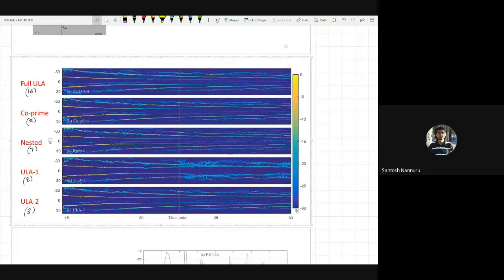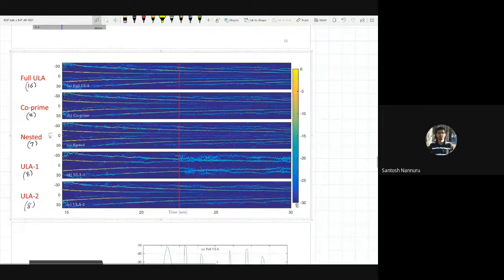Okay, so the full ULA gives you the best result. See, even if it is ULA, if you have more sensors, it will do better than coprime and nested. That's possible, because if you have more sensors, your SNR will be higher. Your overall noise you can suppress better if you have more sensor observations. So that is still there.